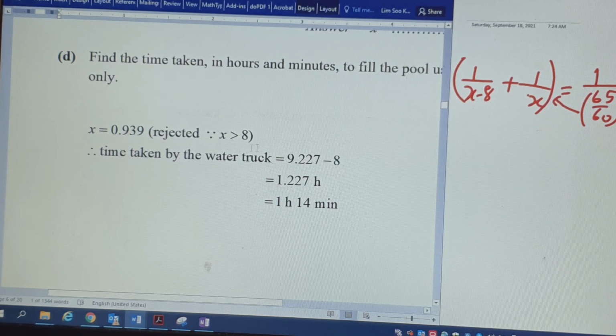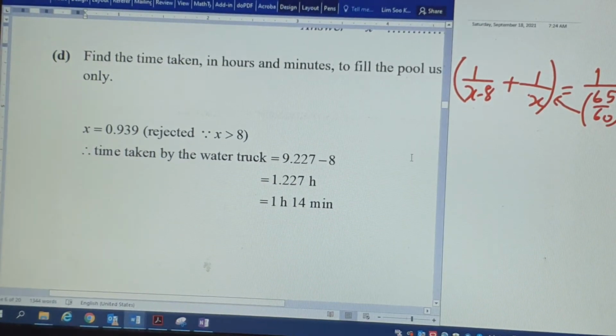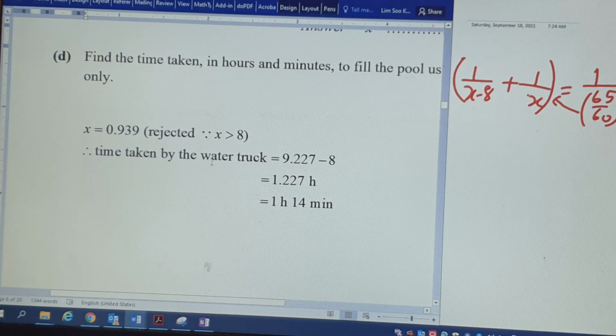After that you work out, right? And then I need to show you how to, from here, you can just simply press the calculator. You get the answer already from the previous part. Then you minus 8, right? Because it's x minus 8. You follow? But after this, how do I change this to hours and minutes? Because they want hours and minutes.